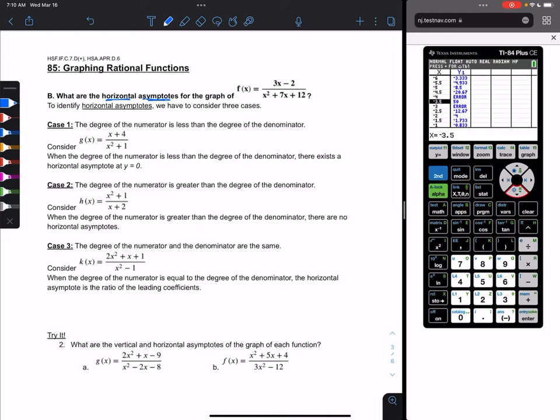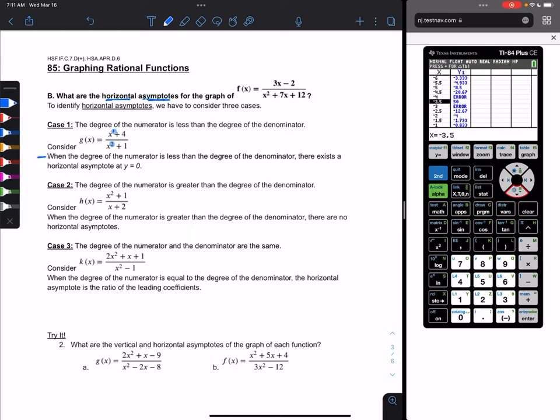All right, case 1 is where the degree of the numerator is less than the degree of the denominator. So this numerator has a degree of 1. So 1 and 2, we compare the degrees. The numerator is less than the denominator. When the degree of the numerator is less than the degree of the denominator, there exists a horizontal asymptote at y equals 0. The reason for that is that as the x values increase, the value of the denominator is going to get much larger at a faster rate than the numerator will. So that means the function is going to approach and get closer and closer to 0.